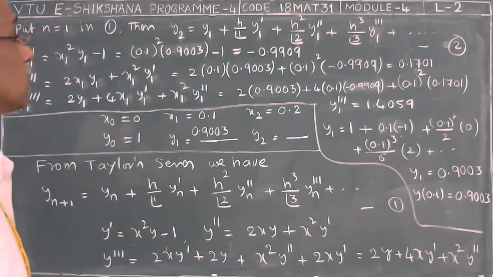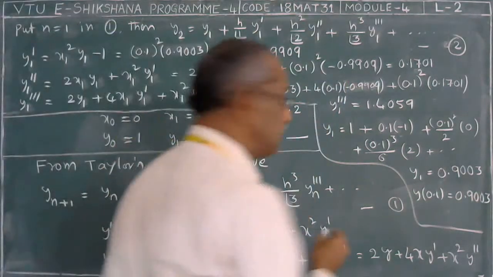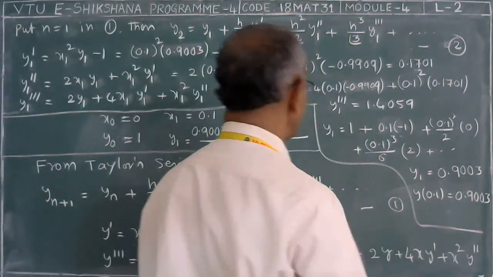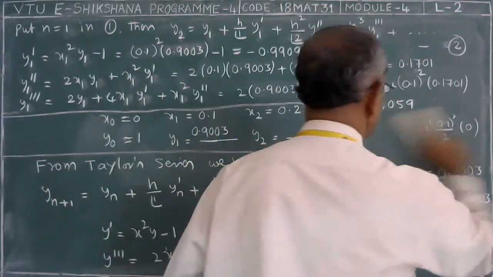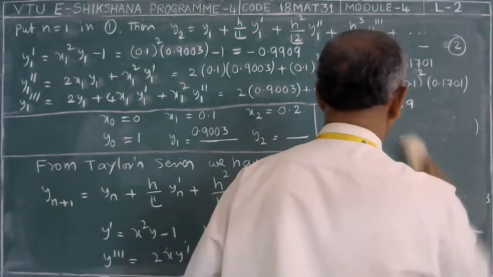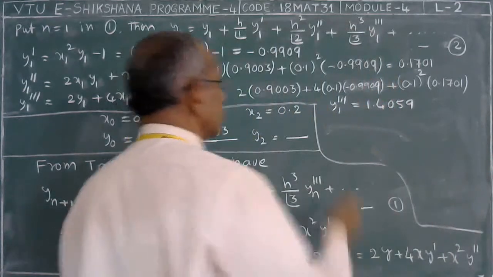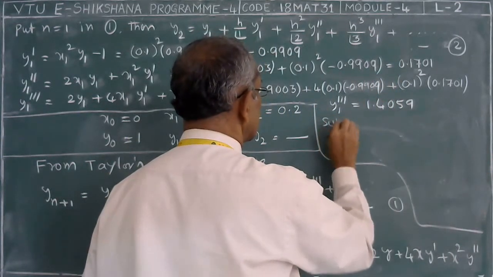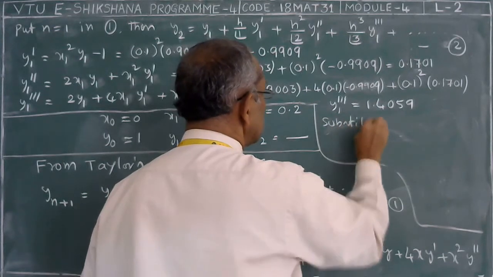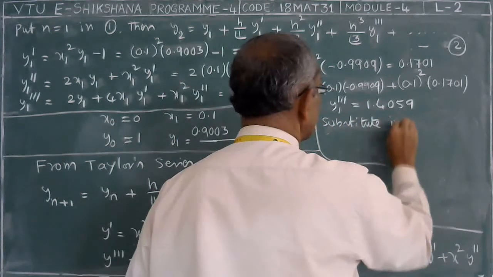So y1 triple dash is 1.4059. Now substitute this into 2. Substitute in 2, get y2. Substitute in the relation.